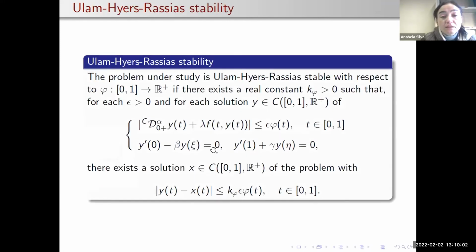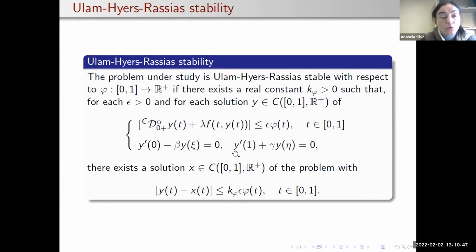We also proved Ulam-Hyers-Rassias stability. Ulam-Hyers-Rassias stability is very similar, but in here we use a function phi from [0,1] to R plus. We use another constant k, and the difference between Ulam-Hyers-Rassias and Ulam-Hyers stability is that this expression in here is less or equal than epsilon times this function phi, this positive function. And also, assuming those conditions, we obtain at the end that the distance between y and x is less or equal than a constant times epsilon times the function.